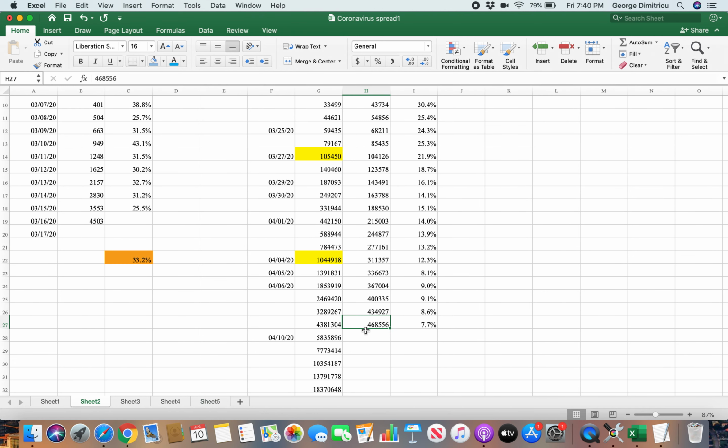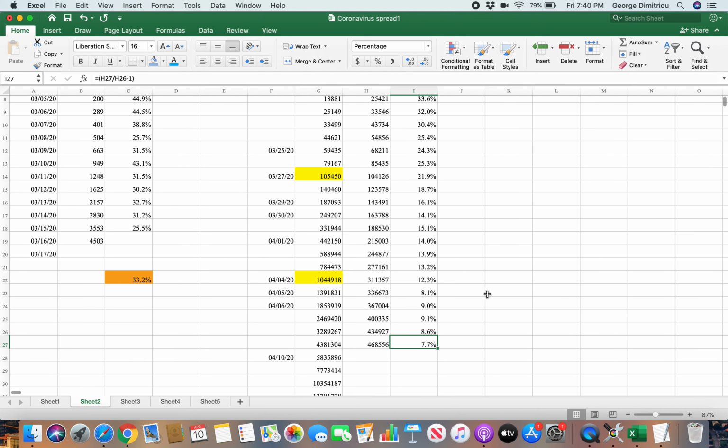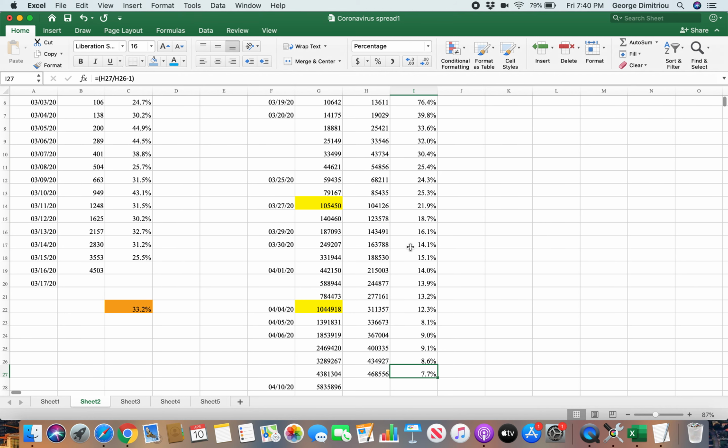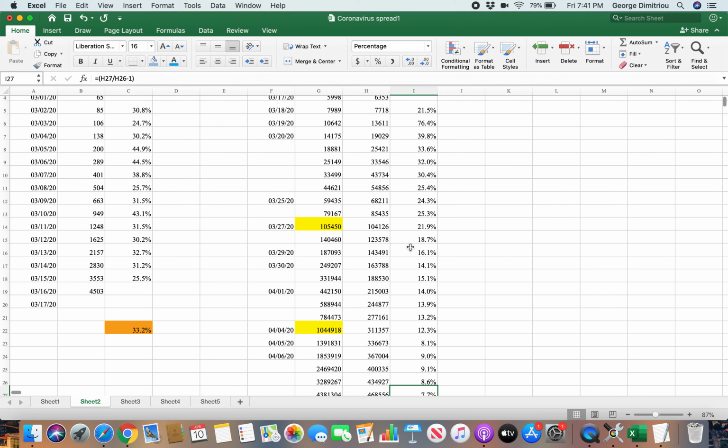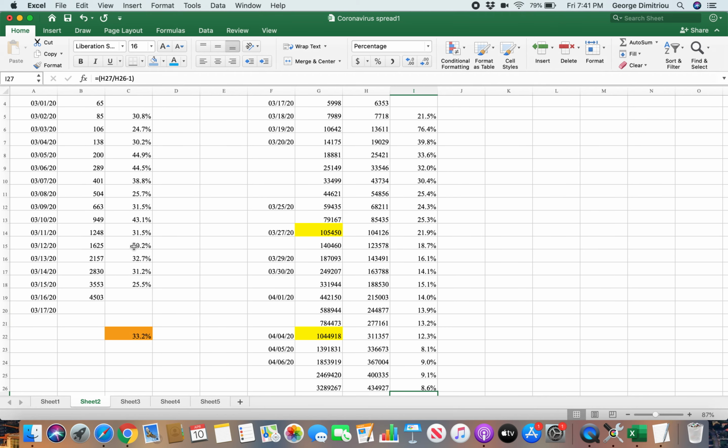Last night's number, 468,556, was only a 7.7% increase, which was the smallest increase we've had in the U.S. numbers, American numbers, in cases of coronavirus or COVID-19. So that's good. The number's coming down. I mean, obviously, 0 new cases would be best, but at least this is the smallest number we've seen since I've started keeping them.